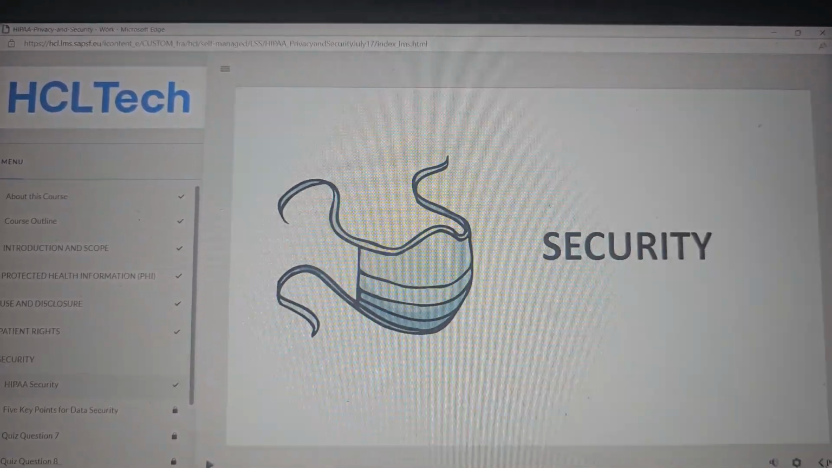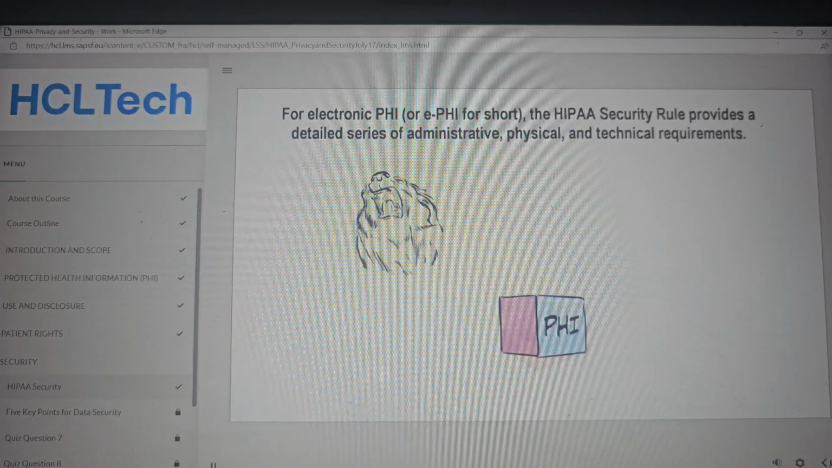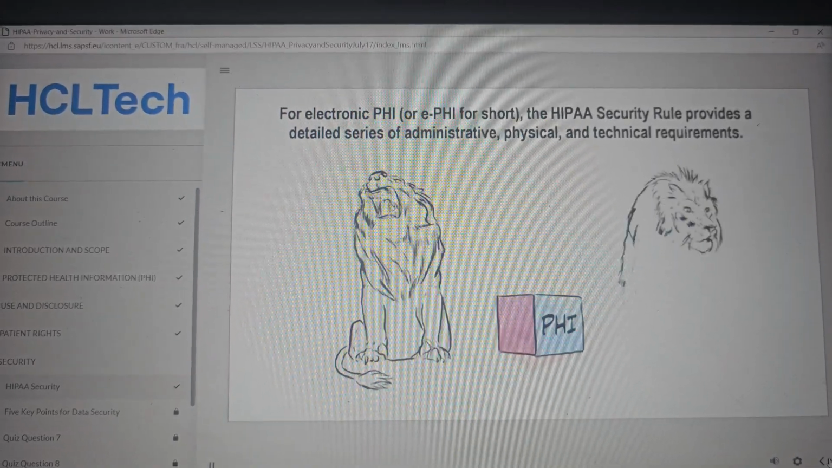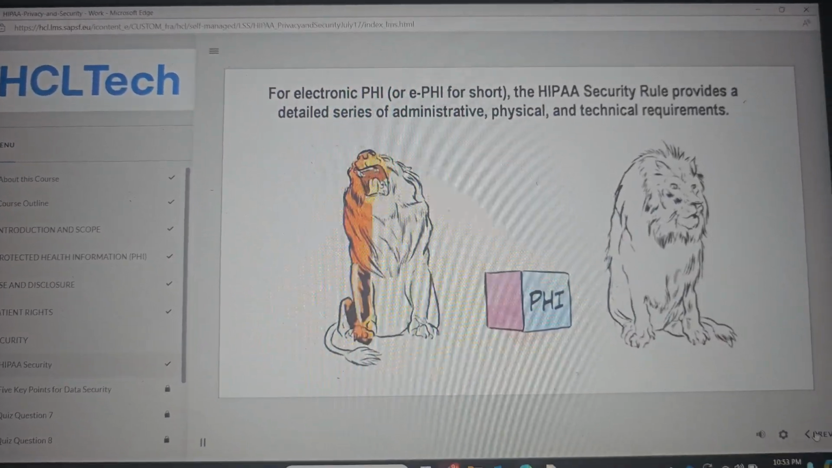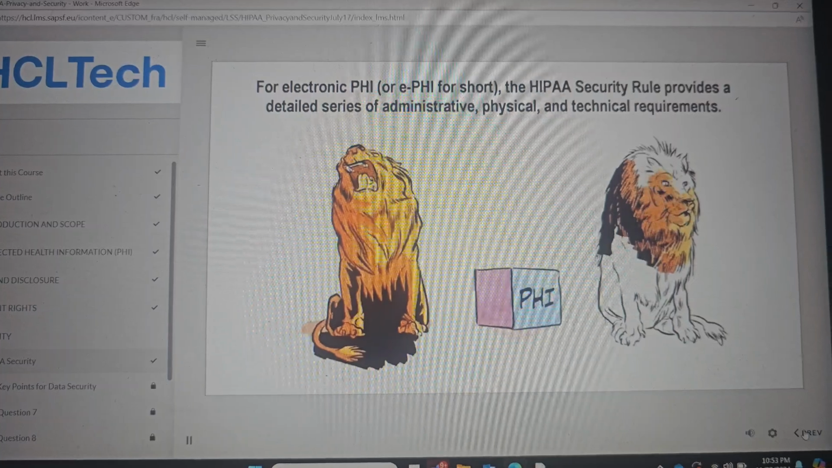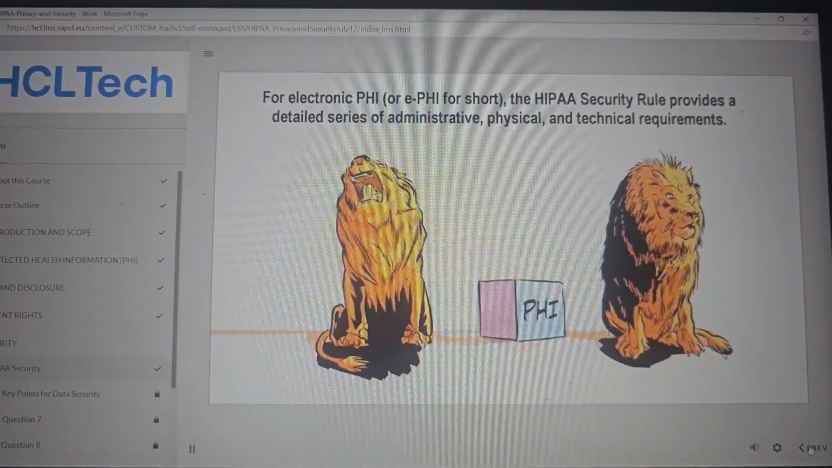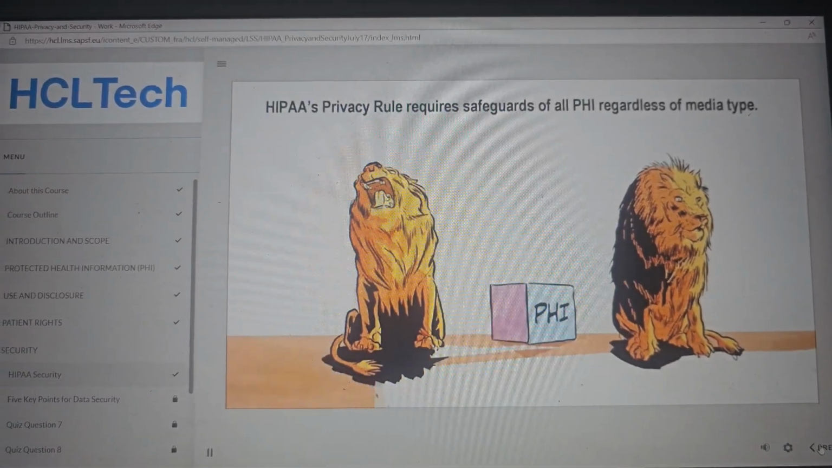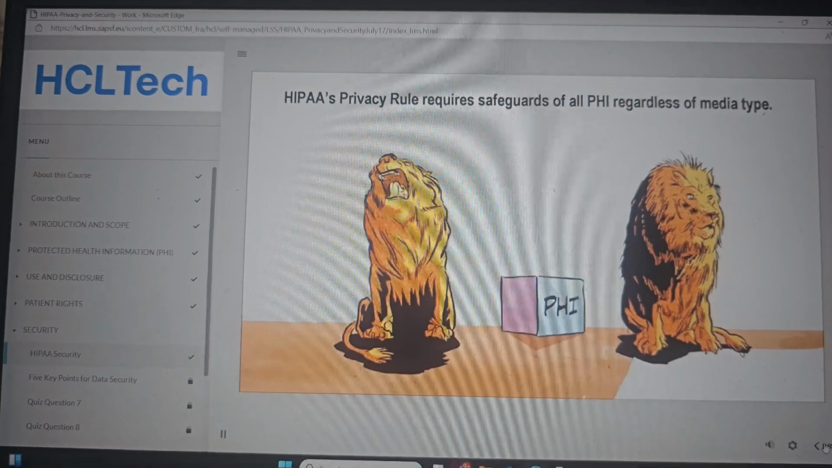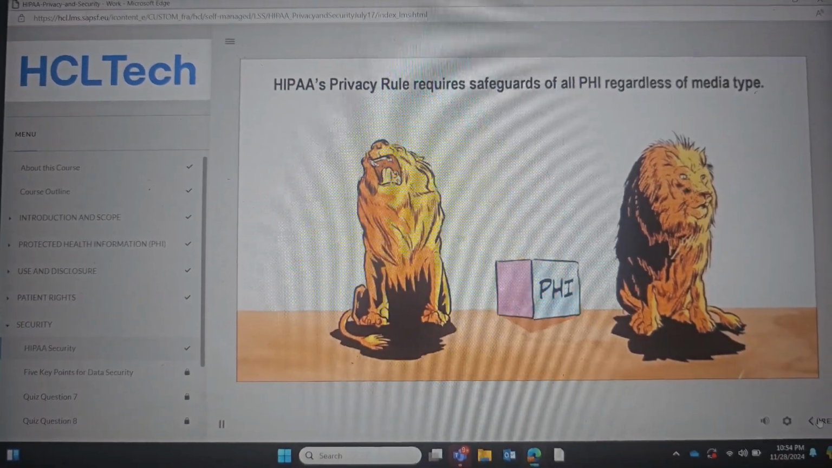Security. For electronic PHI, or ePHI for short, the HIPAA security rule provides a detailed series of administrative, physical, and technical requirements. HIPAA's privacy rule requires safeguards of all PHI regardless of media type.